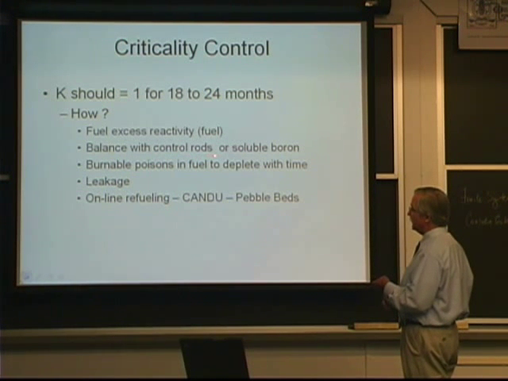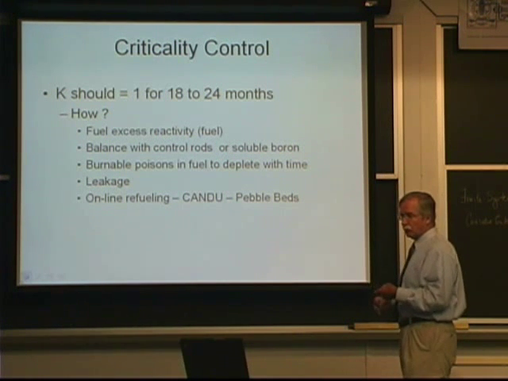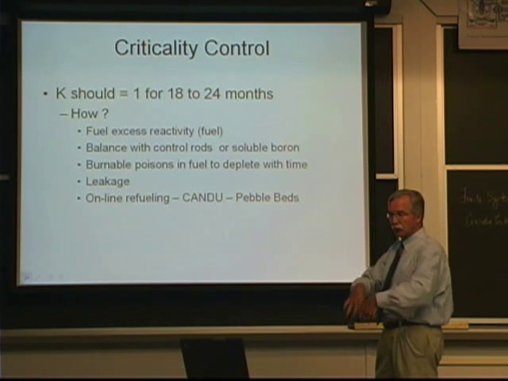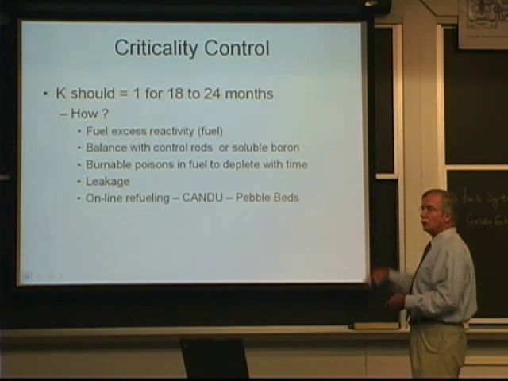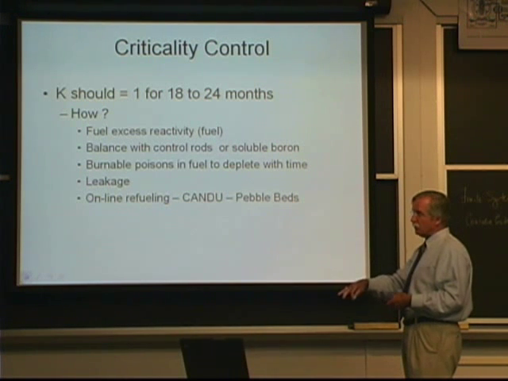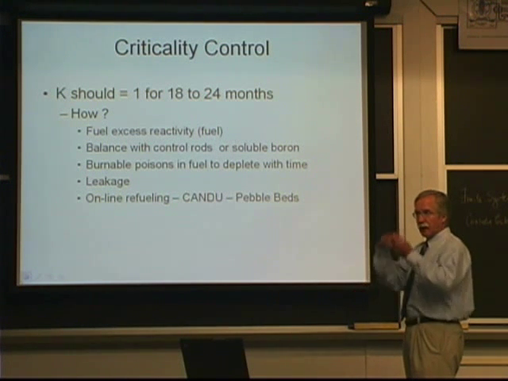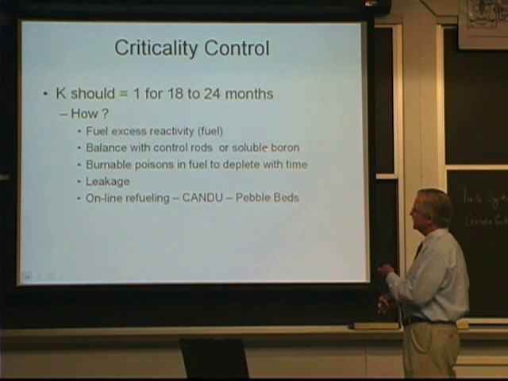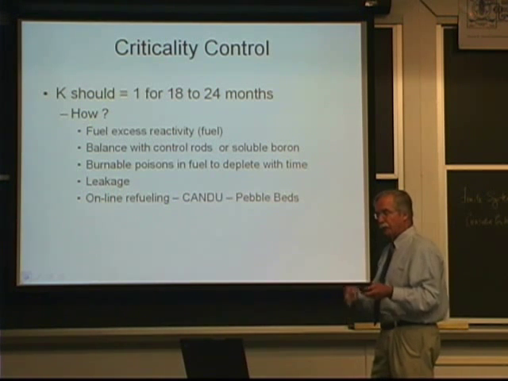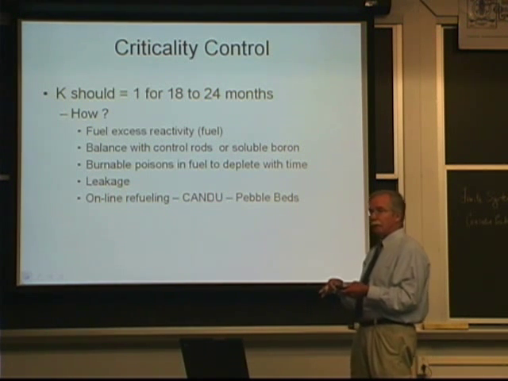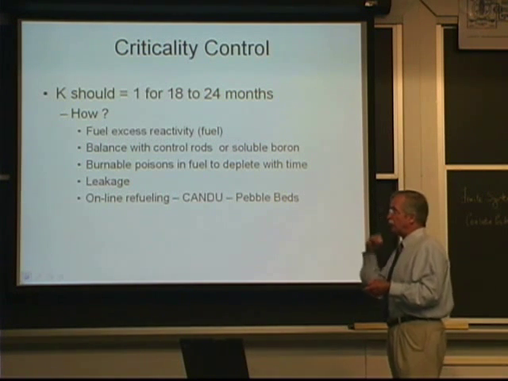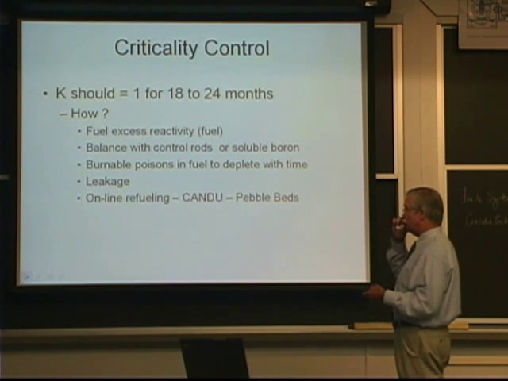Or you can do it as in a PWR, where they put in what we call soluble boron, which is essentially boric acid put into the coolant, and gradually reduced in concentration as the reactor operates. It acts as a uniform neutron absorber. That is, in fact, the burnable poison. And over time, at the end of the operating life, the boron concentration is essentially at zero, and the reactor slowly begins to shut itself down unless you decide to refuel.